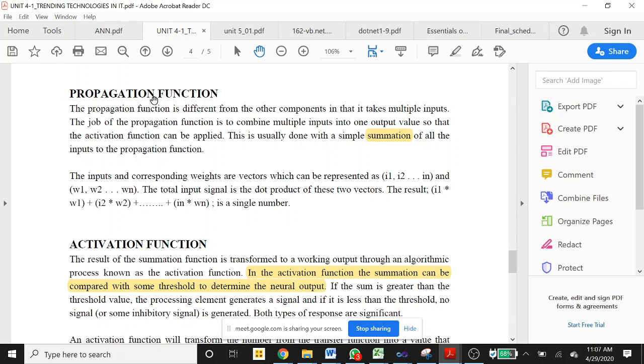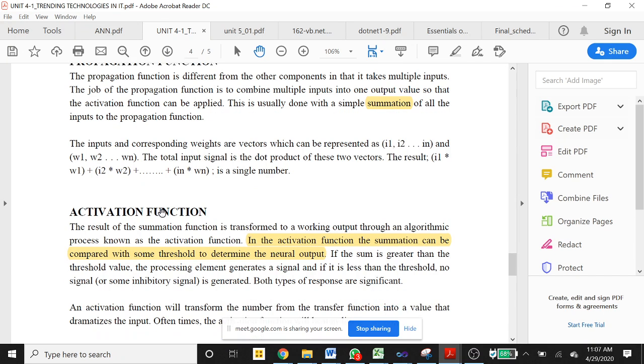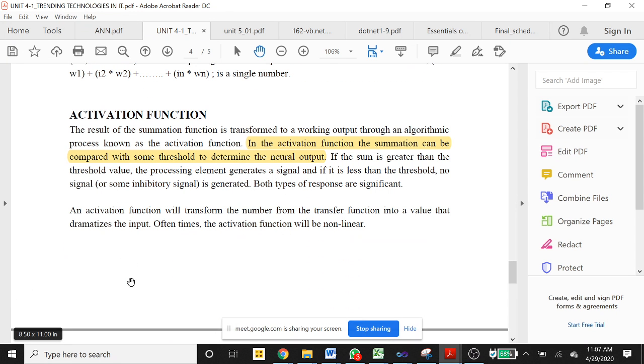Okay, after the propagation function, we implement the activation function. In the activation function, the summation can be compared with some threshold to determine the neural output. After performing the mathematical operation, we have to compare the output value with some threshold value, and then we will get the output of the neural network, or the neural output. This is called the activation function.